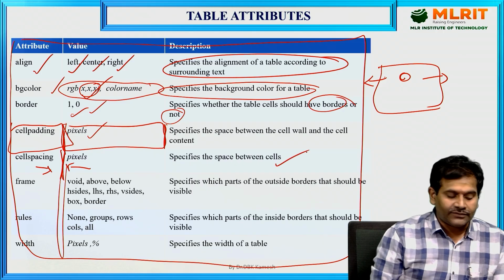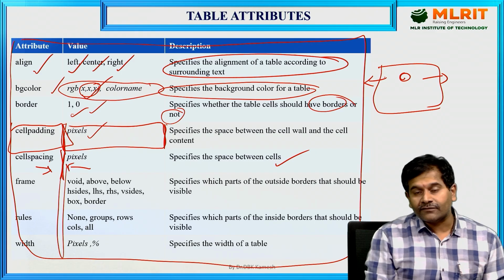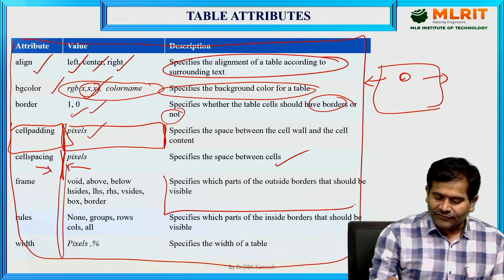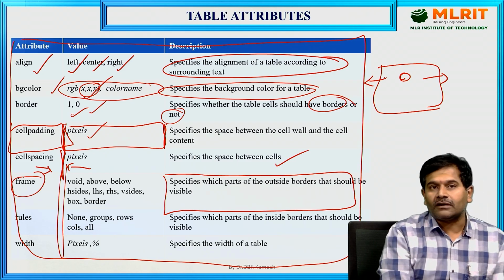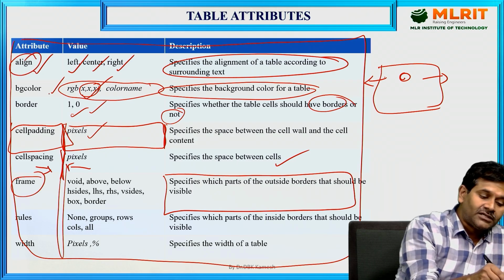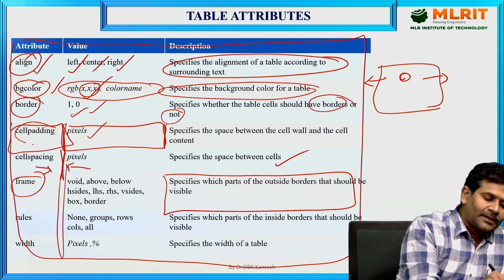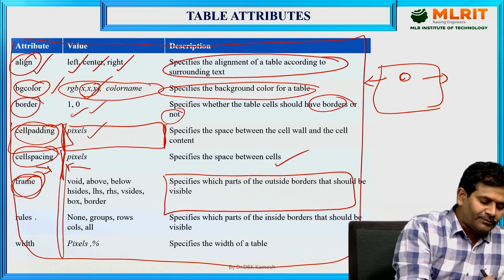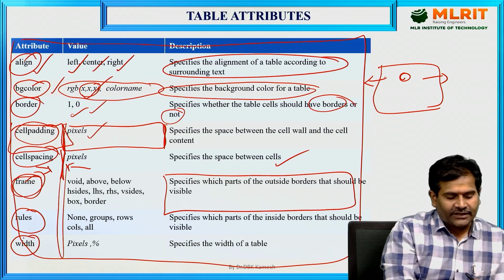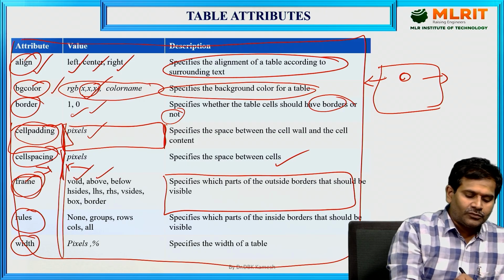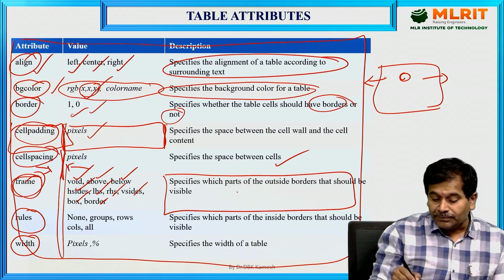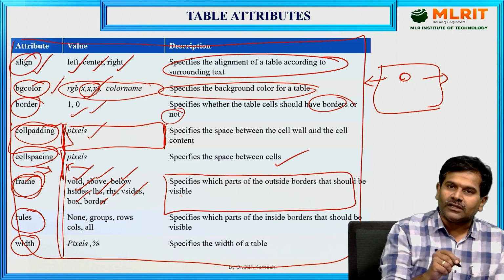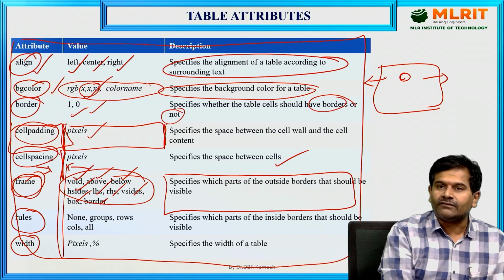To specify the cell, which is called cell spacing. Another one is for the frame window, and that attribute is called the frame attribute. The attributes are align, BG color, border, cell padding, cell spacing, frame, rules, width. For frame, the values are void, above, below, hsides, lhs, rhs, vsides, box, border, etc. It specifies which part of the outside border should be visible. You can select any one of the values.